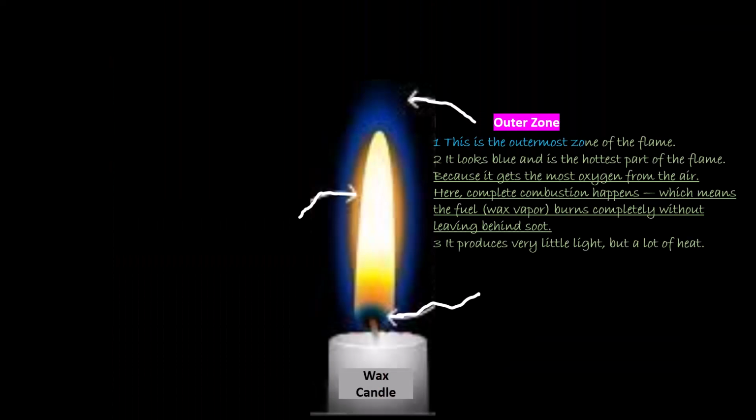First is the outer zone, also known as the blue zone. This is the outermost zone of the flame. It looks blue and is the hottest part of the flame. Why? Because it gets the most oxygen from the air. Here complete combustion happens, which means the fuel or wax vapors burn completely without leaving behind soot. It produces very little light but a lot of heat.